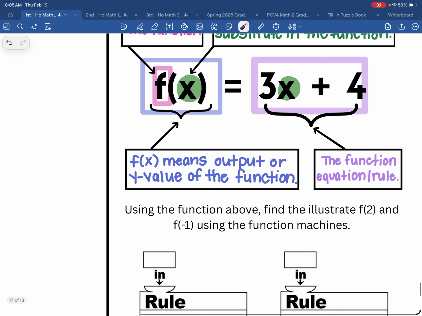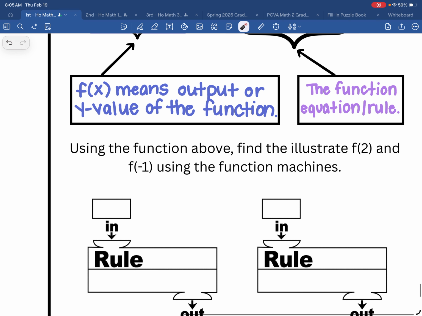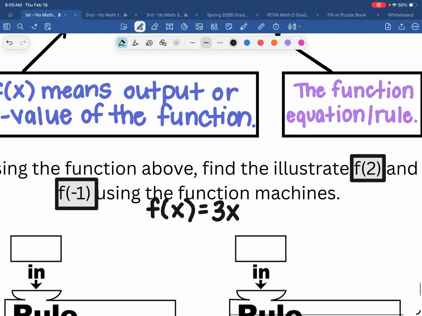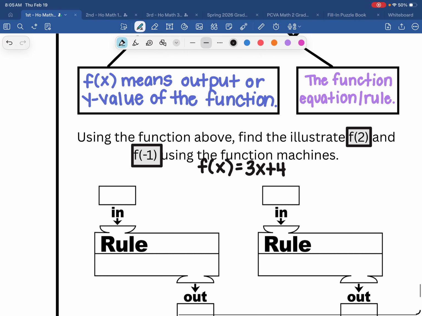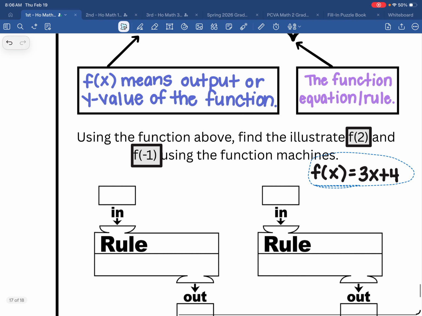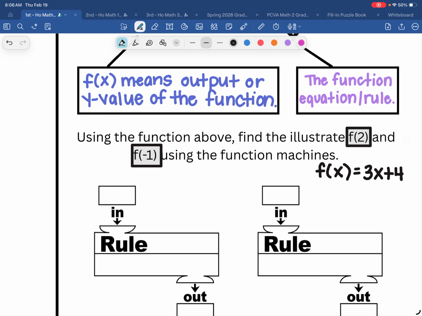So to kind of give you an illustration, they want us to find f of 2 and they want us to find f of negative 1. Now remember, f just stands for the name of the function. So the function, again, that we're using here is f of x, and the original function up top was 3x plus 4. That is the function that we are using. All right, so they want us to individually find these outputs with these certain inputs.